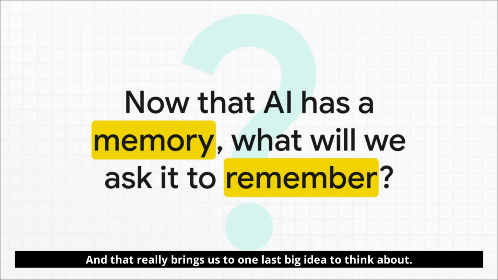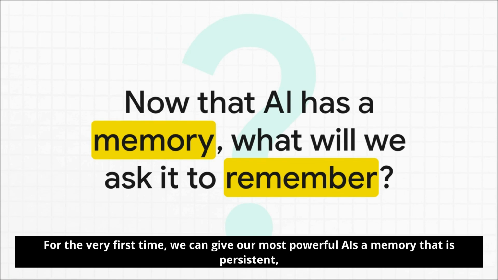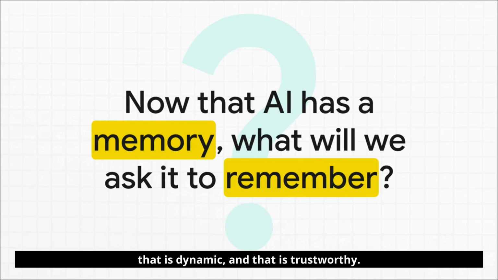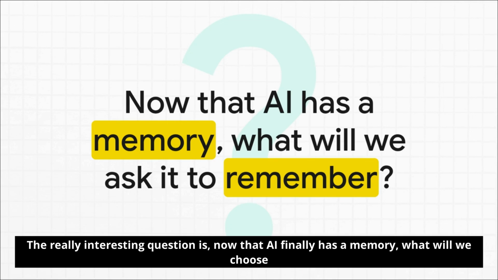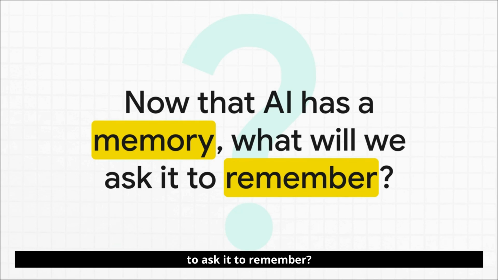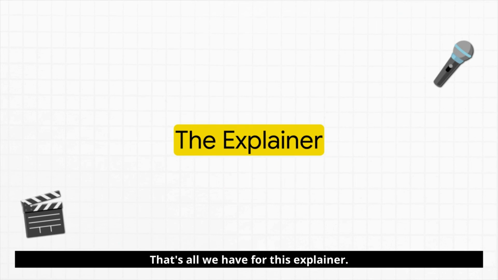And that really brings us to one last big idea to think about. For the very first time, we can give our most powerful AIs a memory that is persistent, that is dynamic, and that is trustworthy. So the question isn't just what can AI do anymore? The really interesting question is, now that AI finally has a memory, what will we choose to ask it to remember?